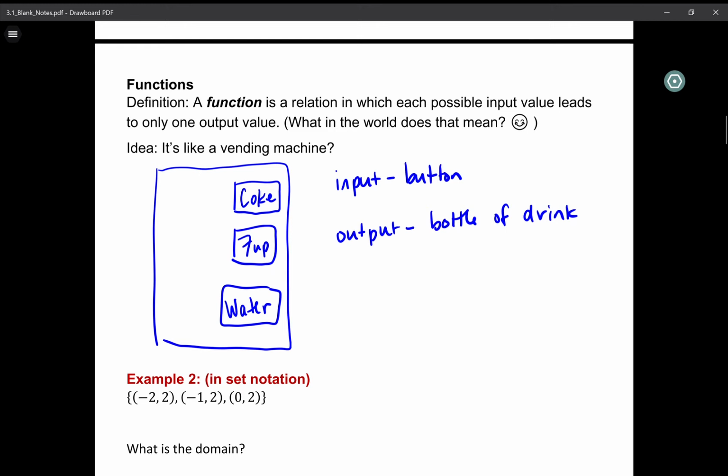So what does it mean? Each input leads to only one output value. It means there isn't a button that you push where you could get Coke half the time, or you could get 7-Up half the time. If you push Coke, you know you want Coke and you want that to come out. So that's the idea behind a function. You know what you're going to get when you push the input button, and you get the same thing every single time. So that's sort of a real-world conceptual example.